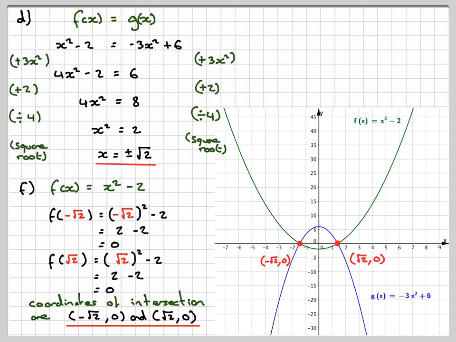So this has been a video to show you a little bit about function notation, how to use it, how to sketch quadratics a little bit, and how to then find the point of intersection of two graphs.